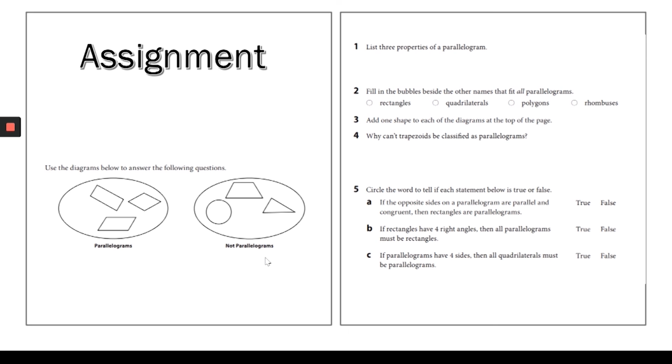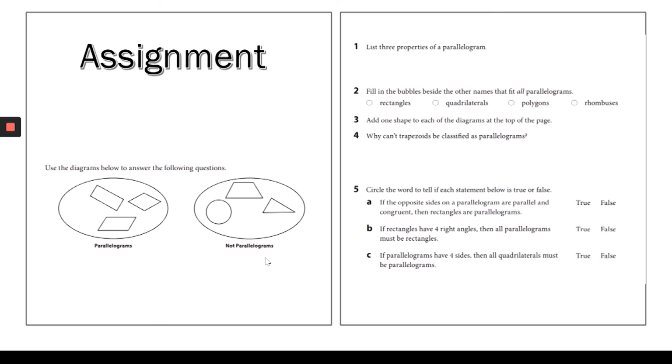Number 3, add 1 shape to each of the diagrams at the top of the page, but really here it's to the left of the page. Number 4, why can't trapezoids be classified as parallelograms? You'll just need to write out a response there, make it a complete sentence. Number 5, circle the words to tell if each statement below is true or false.